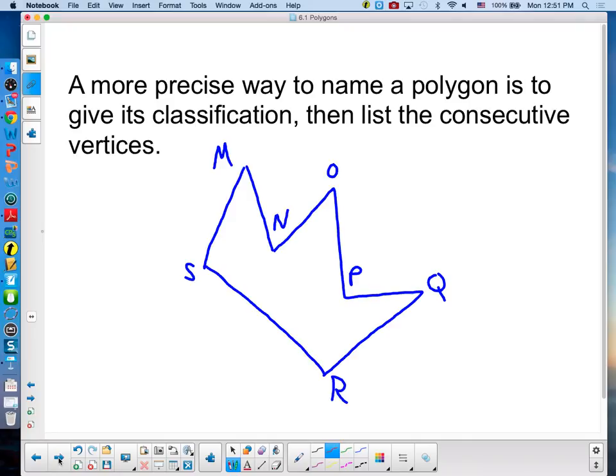What's the classifying word? It should be heptagon, if there was 1, 2, 3, 4, 5, 6, 7 sides. So heptagon, and then if you started at S, maybe you went heptagon S, M, N, O, P, Q, R. And it's hard for me to remember as I'm looking at yours to try and do them right. So S, R, Q, P, O, N, M. All right, so I'm going consecutively around.